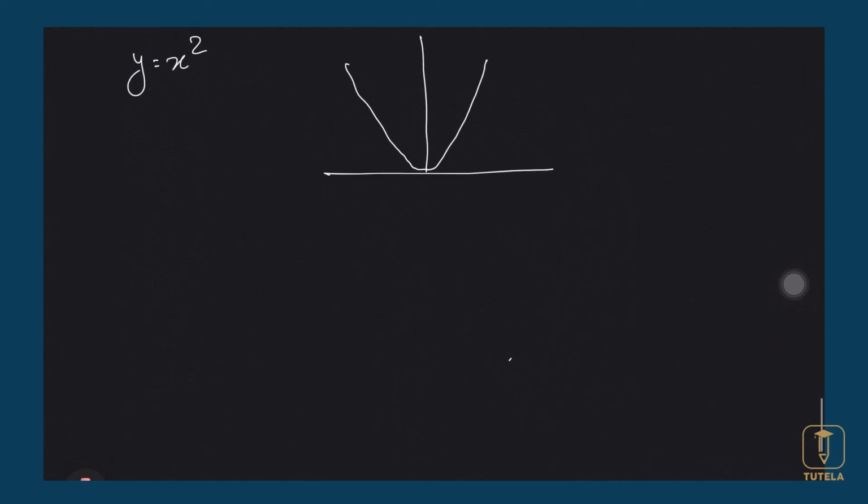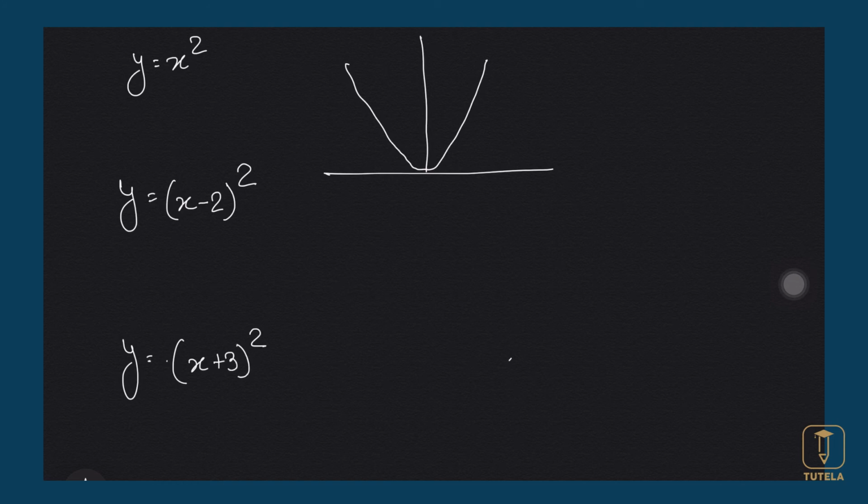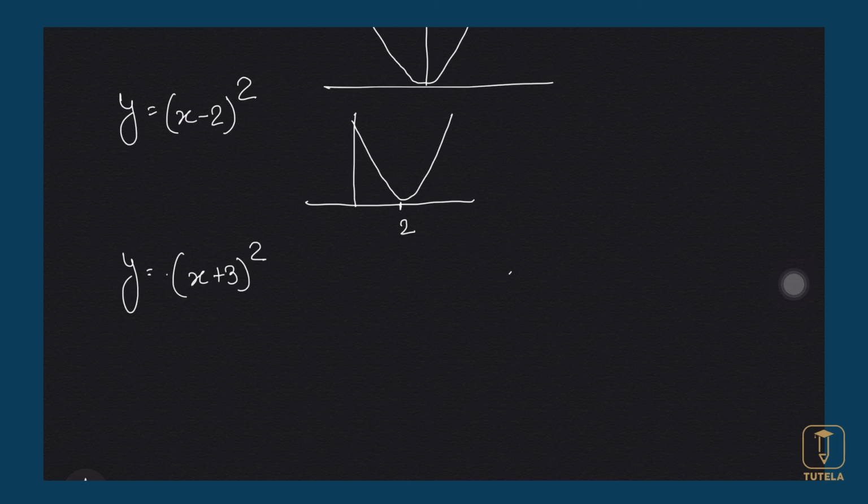Now, whenever there is addition or subtraction with the x value, that is, y is equal to x minus 2 whole square, or y is equal to x plus 3 whole square, the parabola or the graph will move towards left or right. So in the first case, x minus 2 whole square, whenever there is subtraction, the parabola will move right by 2 units and the shape remains the same. So this is the new parabola and the steepness will be maintained. And if there is an addition of a positive number, the parabola will move leftward by 3 units, giving us the new shape.